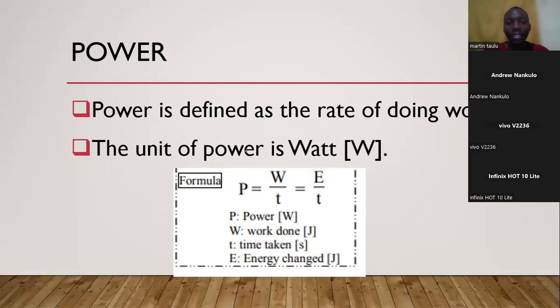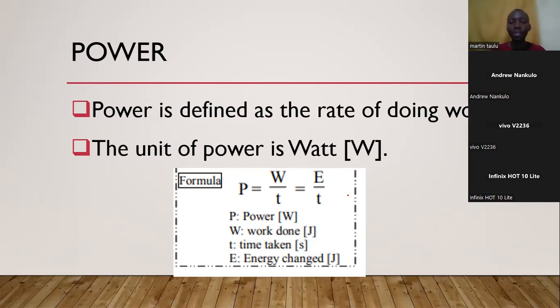Okay, so we are looking at work, energy, and power. We have defined and described what work is. We have defined and described what energy is. So let's now look at the last part, which is power. What is power? Power, by definition, is simply the rate of doing work.